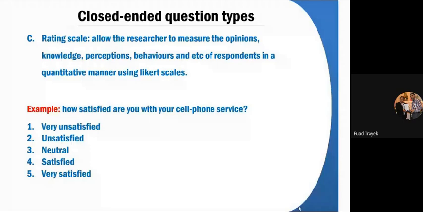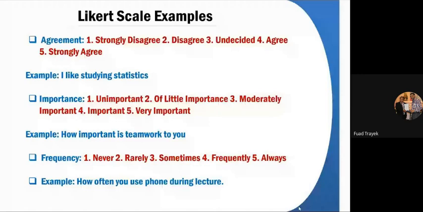These respondents have to be taken out of your actual data. Now, these are just examples of Likert scales. We have agreement, we have importance, and we have frequency. So for the agreement, which is strongly disagree, disagree, undecided, agree, and strongly agree. And this is if we decide to have a 5-point Likert scale.